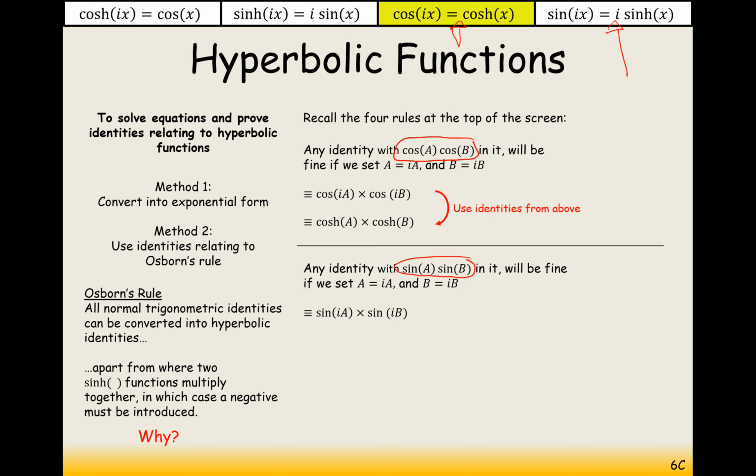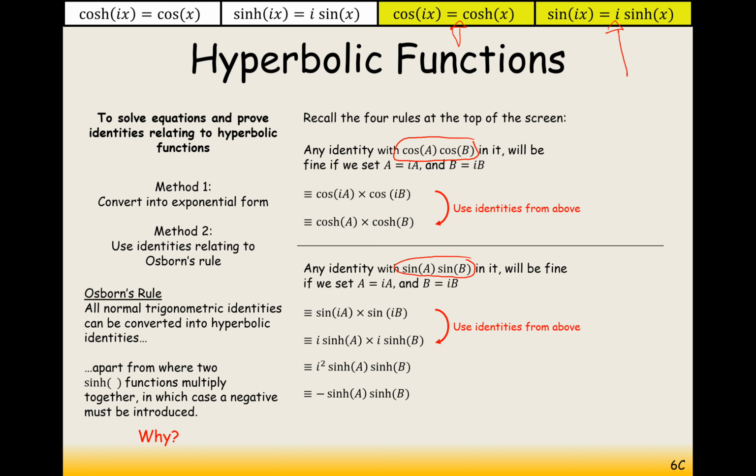But notice that this identity is different to this identity here. The third one is different to the fourth one because there's an i at the front of the sinh. So for sin iA, I'm going to have to turn it into i sinh A, and for the sin iB, I'm going to have to turn it into i sinh B. So using that identity from above, I've got i sinh A times i sinh B. And then simplifying this now, I'll get the two i's multiplied together, so that'll be i squared sinh A sinh B. And then that i squared will turn into a negative.